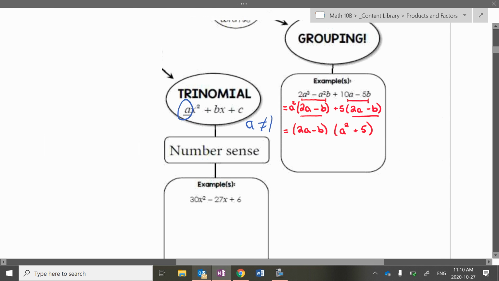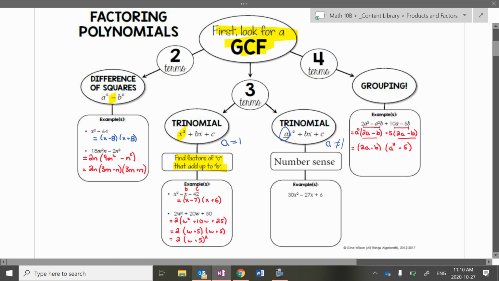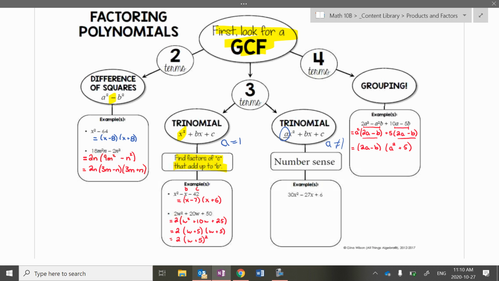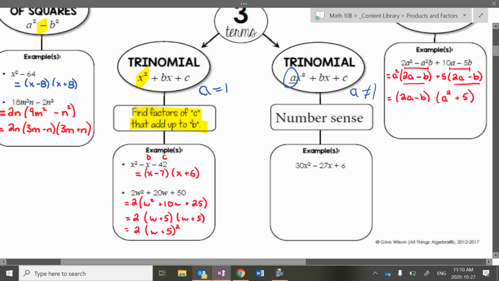For the one that we haven't covered yet, this diagram is really helpful. This is kind of your sheet for the unit. Do you need me to zoom in more? Sorry. Go ahead, Hafsa.